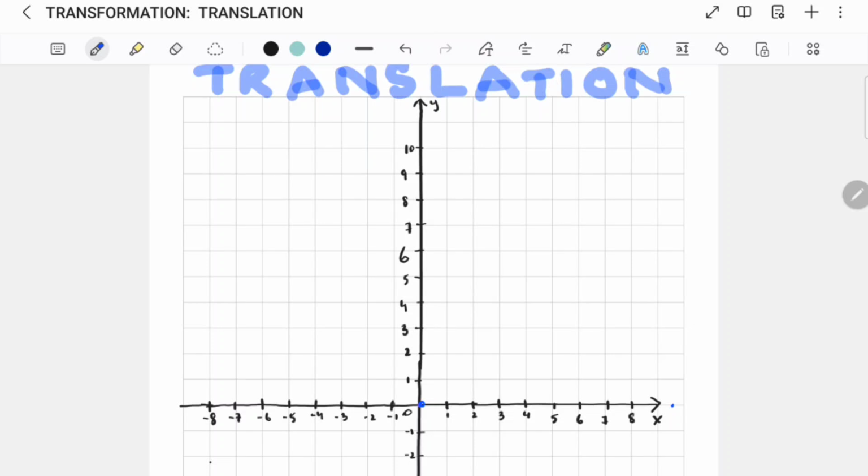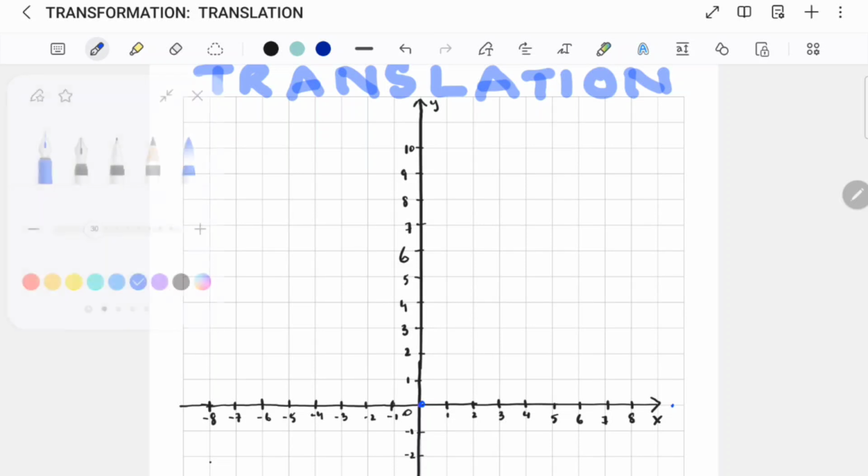So that's the translation. By the end of the video, you will understand what translation means and how to perform it on a coordinate grid. Translation means moving, it's just a movement. It's moving a shape from one place to another without changing its size, shape, or direction. Simply, the shape slides to a new position, no flipping, no turning, just sliding. The shape and size remain the same, and the direction is also the same.